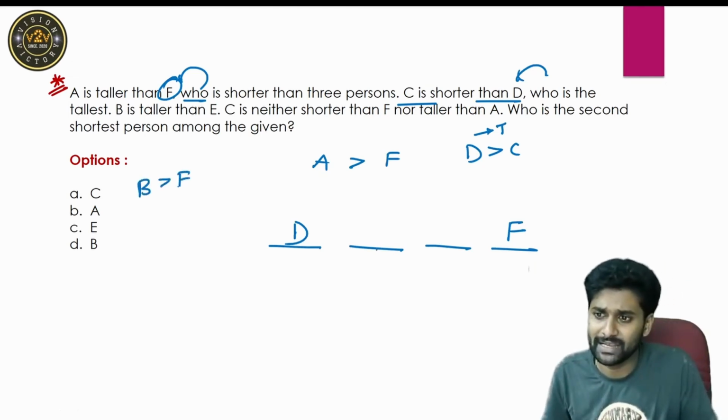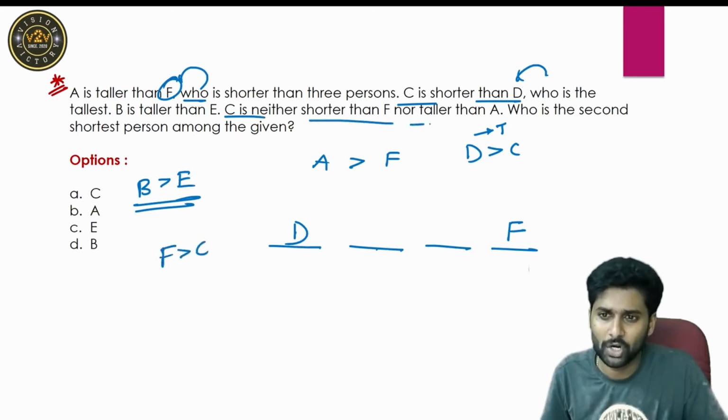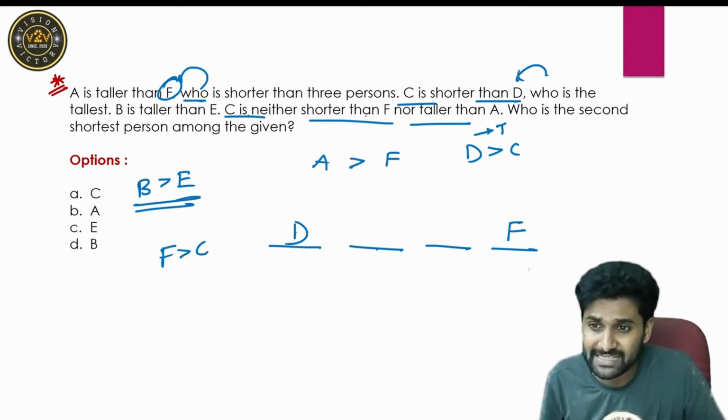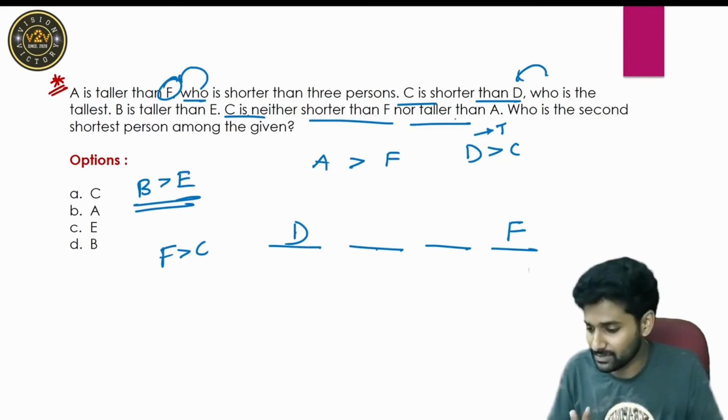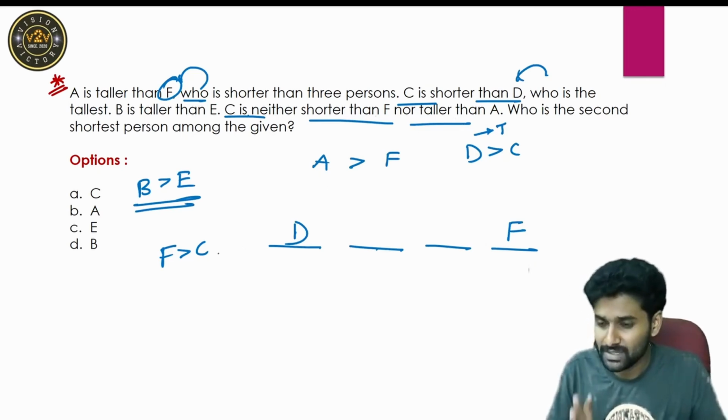B is taller than E. C is neither shorter than F, meaning F is greater than C, nor taller than A. C is not taller than A, so A is greater than C. Are you clear?